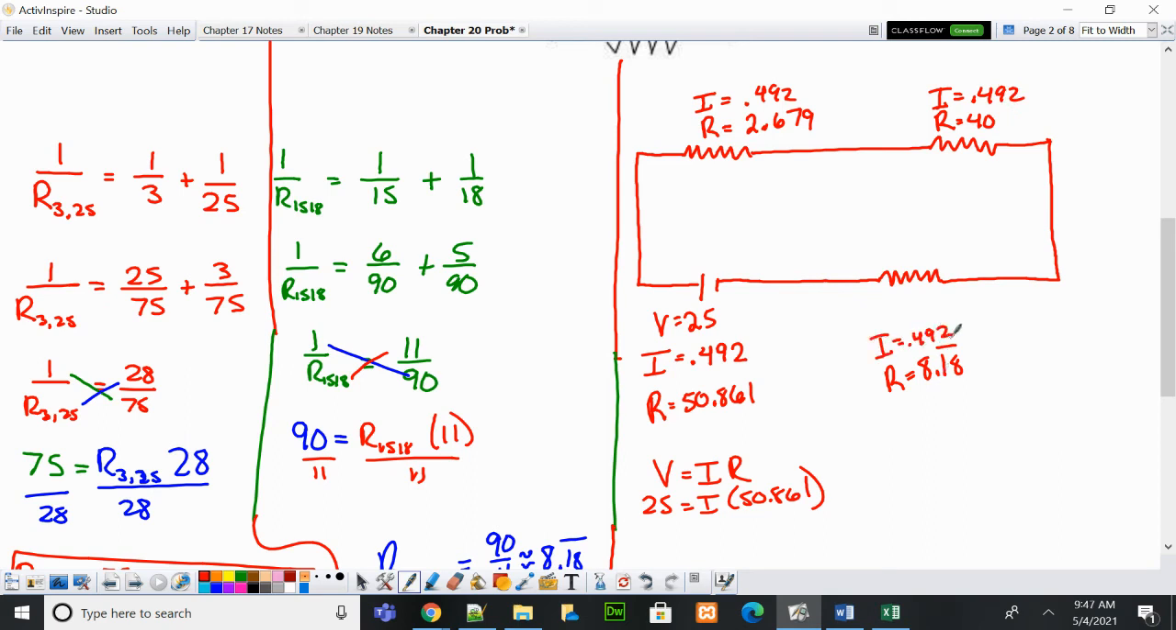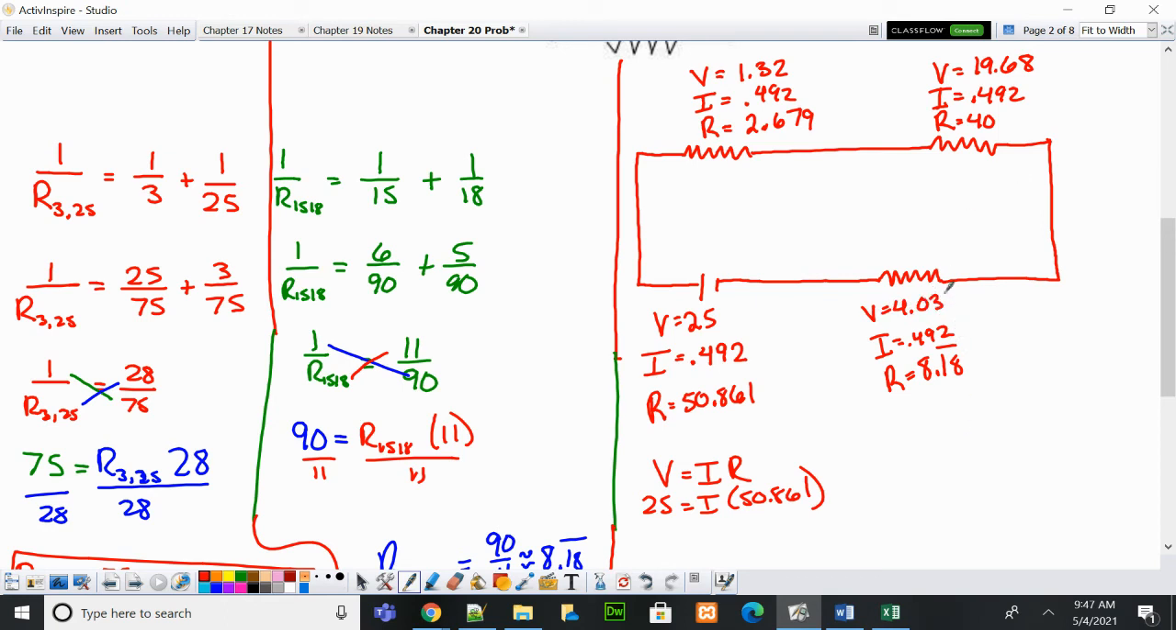And now that I have the current, I can easily find the voltage drop using Ohm's law. So V equals IR. So all I have to do is take 0.492 times 2.679, and I get 1.32, and then 0.492 times 40, and I get 19.68, and then 0.492 times 8.18 repeating, and I'll just go ahead and put a bunch of those in because it's easy to remember, and I get 4.03.